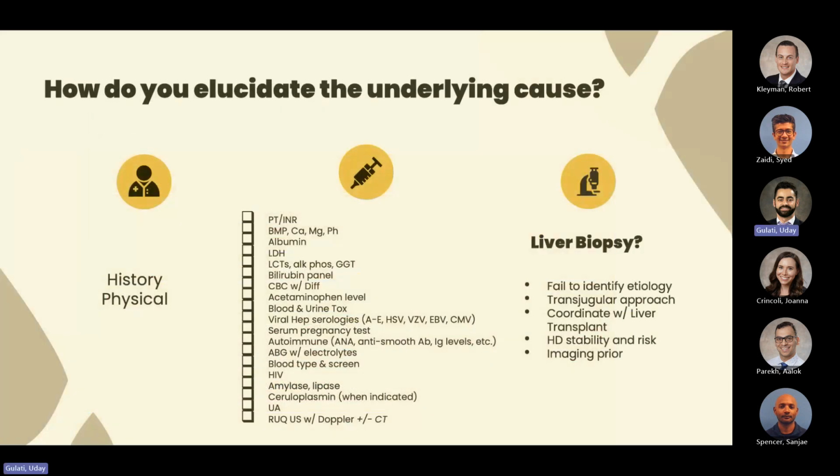This is exactly what's in my order set that I order. And if you guys want to steal it, you can. You just go on Cerner, you search the orders by name. You can basically copy this over to your order set. But if not, you can find this in any acute liver failure article.